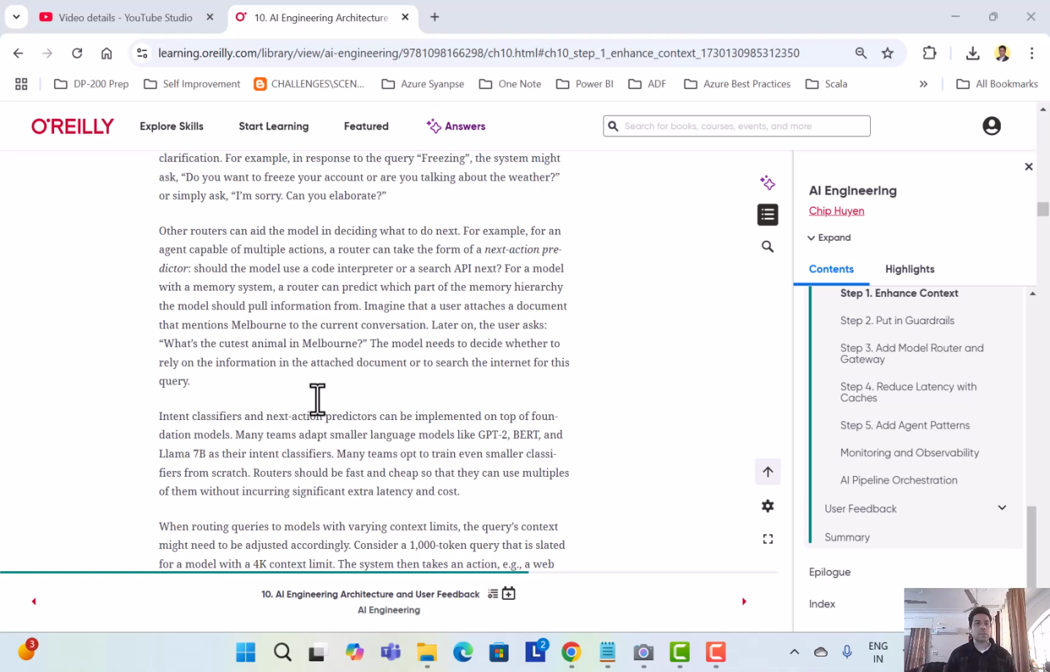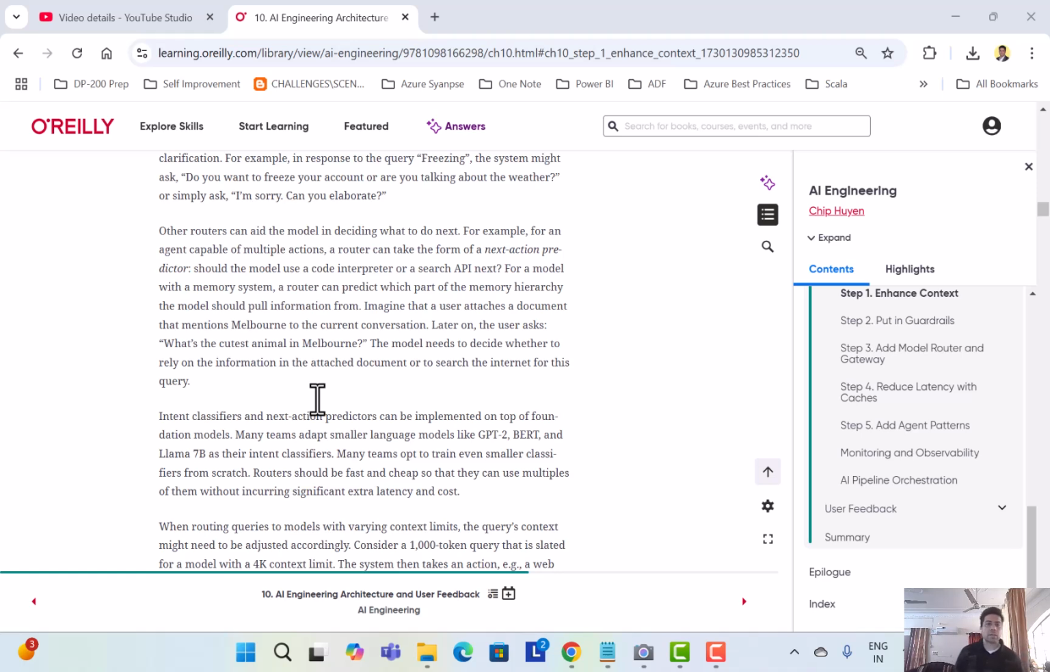Okay, so routers can be used not only to classify the type of questions being asked, they can also aid in planning the action. For example, if you have asked a question, the router can ask multiple questions just to get a complete understanding and be absolutely sure that this is what you wanted to ask, and this is the information that you wanted to get.